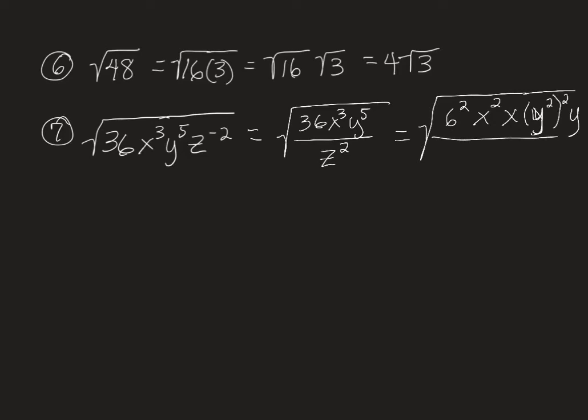All right, and then in the denominator we have our z squared. So taking the square root of those that we can and bringing them outside, we're going to have 6 squared, we can bring out a 6. Taking the square root of 6 squared. Taking the square root of x squared, we get x. The next x we cannot take a square root of.